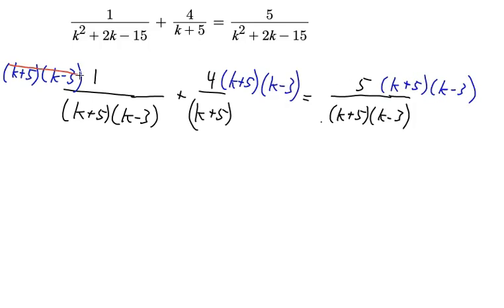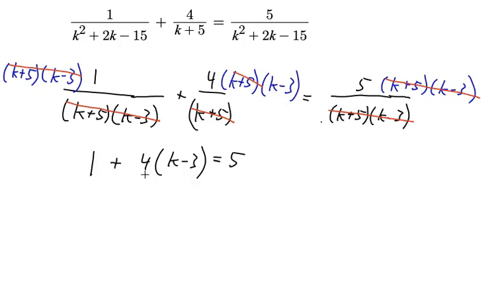K plus 5 times k minus 3 divided by k plus 5 times k minus 3 equals 1, so those cancel out. And k plus 5 divided by k plus 5 equals 1, so those cancel out. And likewise, we can cancel those out. Let's rewrite what we have. Now I have an equation equivalent to the original equation, but this new one doesn't have any fractions in it. So let's go ahead and solve this.